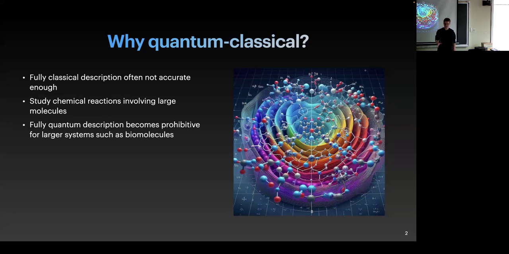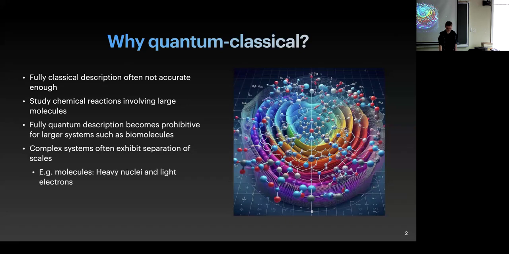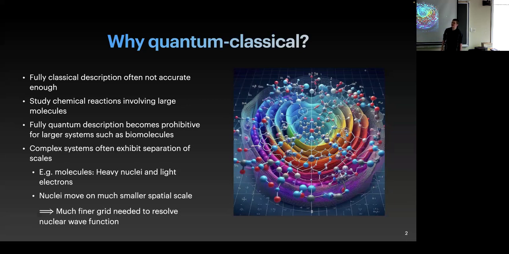But the problem is that these fully quantum descriptions become prohibitive for very large systems, even potentially on quantum computers. And the reason is as follows. These complex systems often exhibit separations of scales. And what do I mean by that? So, for example, if we consider a molecule, then it is composed of nuclei and electrons. The nuclei are very heavy, and the electrons are very light, which means that in general, the nuclei will move on a much, much smaller spatial scale than the electrons. In particular, this means that we would need a much, much finer grid to actually resolve the wave function of the nuclei if we treated the nuclei as quantum particles.